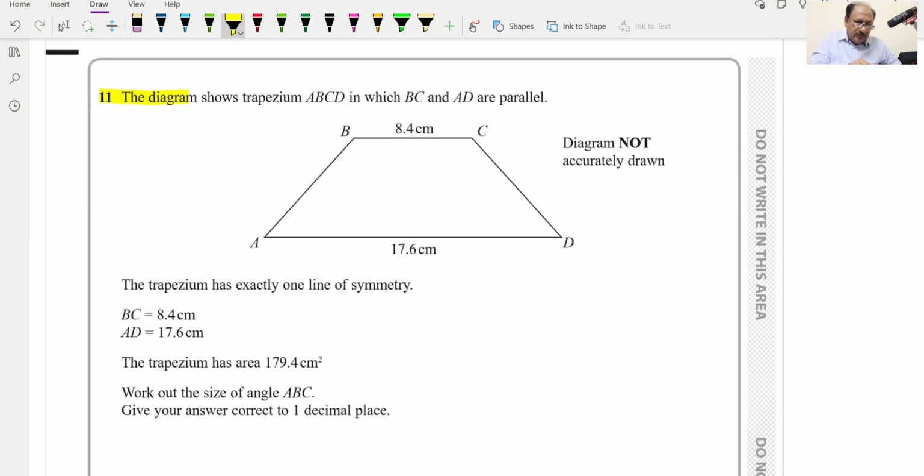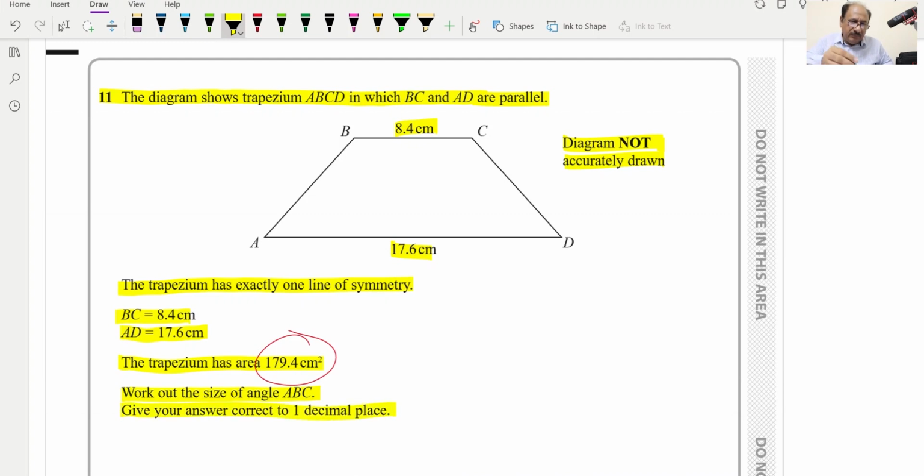Question number 11. The diagram shows trapezium ABCD in which BC and AD are parallel. The trapezium diagram is basically not accurately drawn. The trapezium has exactly one line of symmetry. So BC is equal to 8.4 centimeter and AD is equal to 17.6 centimeter. These measurements are provided. The trapezium has the area, so area of trapezium is also given. And next they're saying work out the size of the angle ABC. Give your answer correct to 1 decimal place.